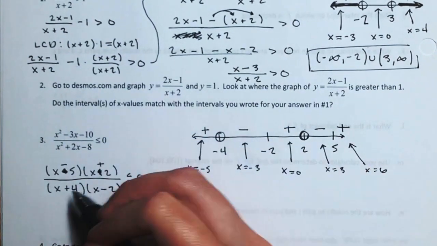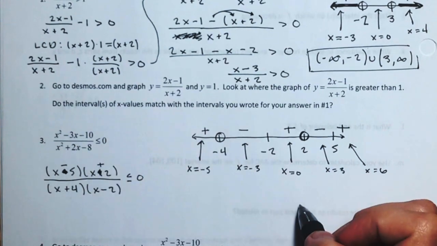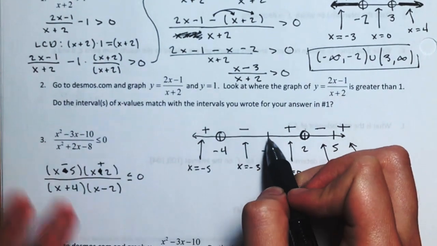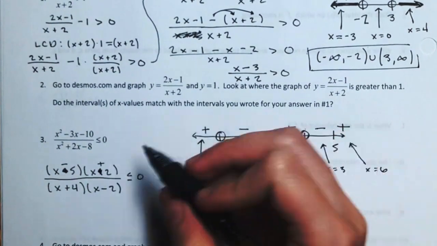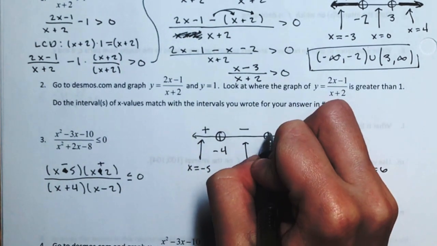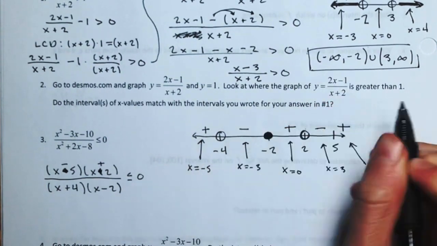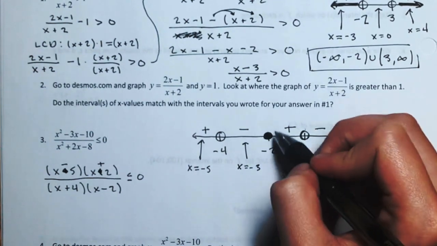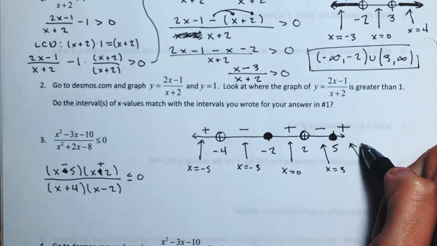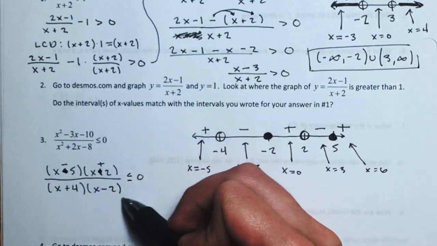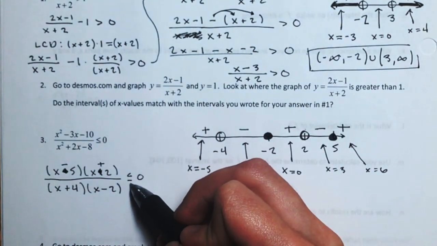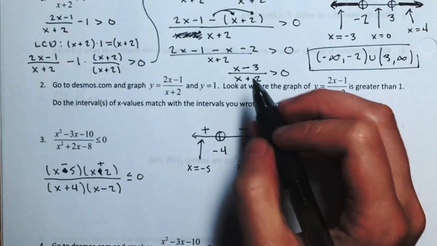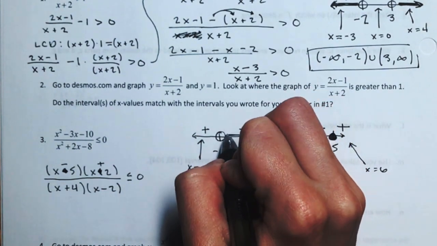The next root is negative 2, which came from up top, right? So the function is equal to 0 here. Since we want to be less than or equal to 0, we can include it. Same with positive 5. Now, am I shading the positives or negatives in this situation? We're looking for where we're less than or equal to 0, so negative numbers.